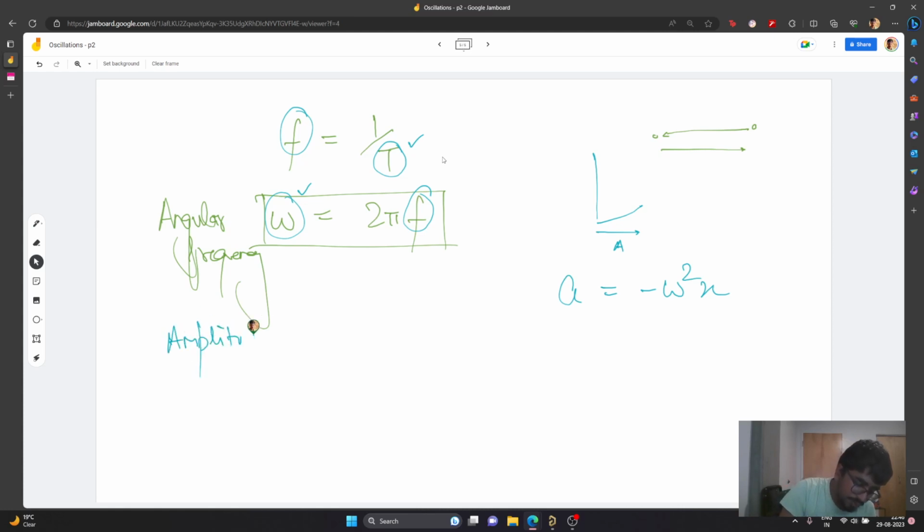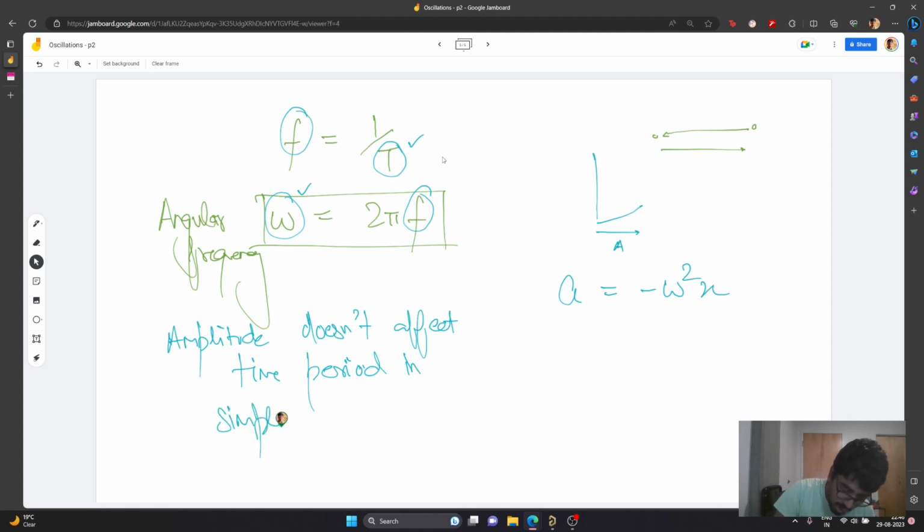Amplitude doesn't affect time period in simple harmonic motion. So this is one critical thing we should remember. This is very important to understand properly.